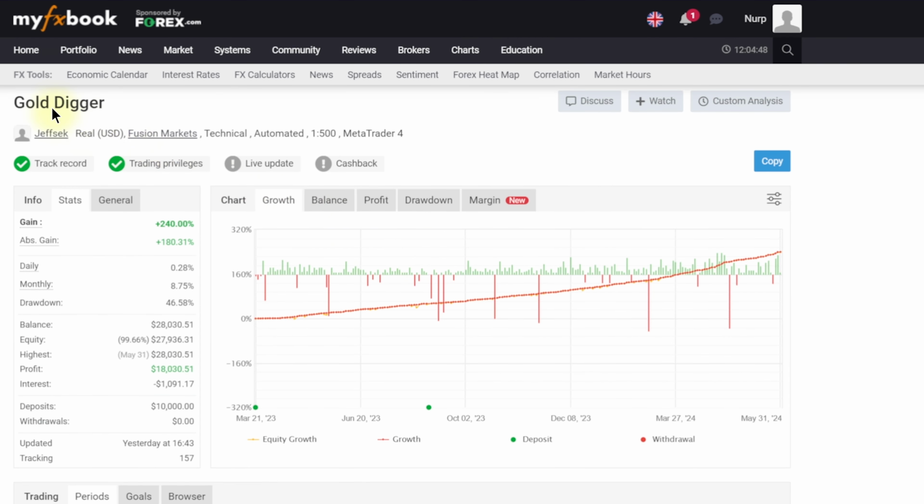Okay, so this one here we have is the Gold Digger. And if you don't know this one, I made a video on it. The link is here up above. Just make sure to click that if you want to know more about it. But in this video, we're not going to go over that. We just want to go over the profit factor.